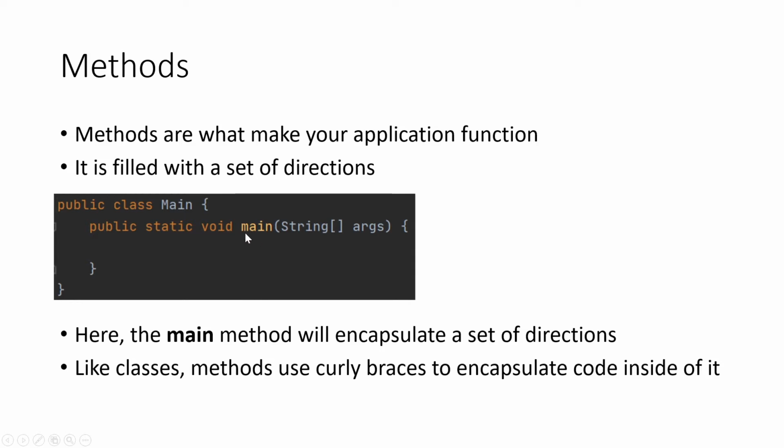So it tells the method that it is named main, and like a class, it uses curly braces in order to encapsulate even more code inside of it. So a method can encapsulate only interior code inside of it. It can only have interior code, such as System.out.println, that helps the method function.